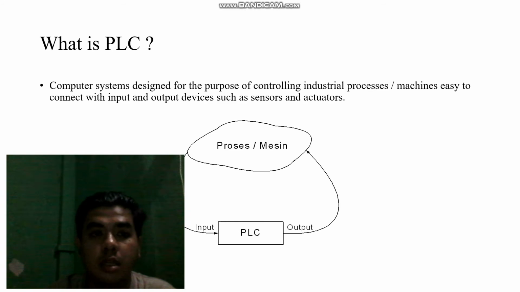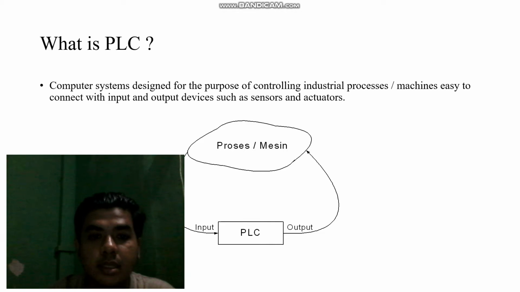Next, what is PLC? A PLC is a computer system designed for the purpose of controlling industrial processes or machines, easy to connect with input and output devices such as sensors and actuators.